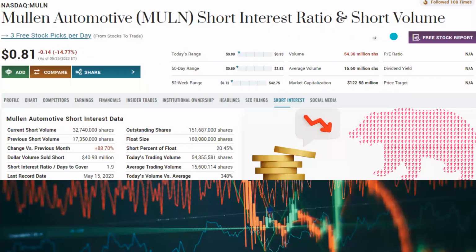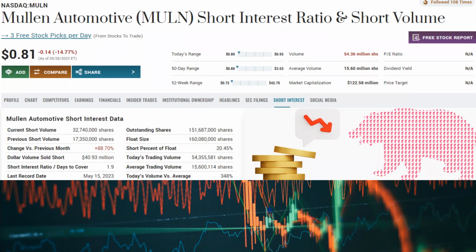Now let's look at the short interest ratio and short volume. And some of these fundamentals that we just went over are going to be some of the basis of why this stock is so heavily shorted, right? Now, if you take a look at the short interest change versus the previous month, it's up over 88% right now. So that is a very, very big change on a month-over-month basis. The short interest ratio versus days to cover is 1.9. Right. And if you take a look at the short percentage of the float, it's about 20.45%. So we're seeing lots of short interest. Bears are all over this stock.